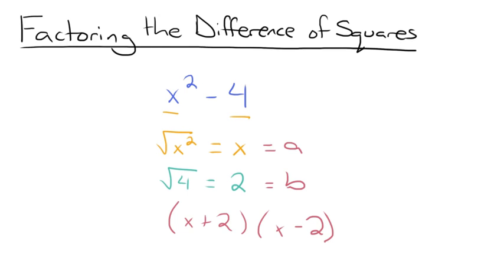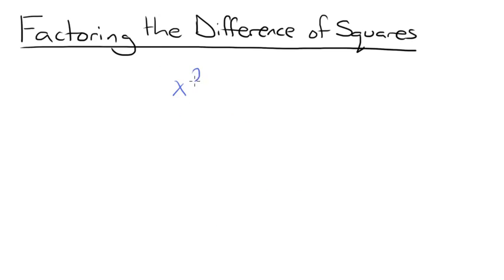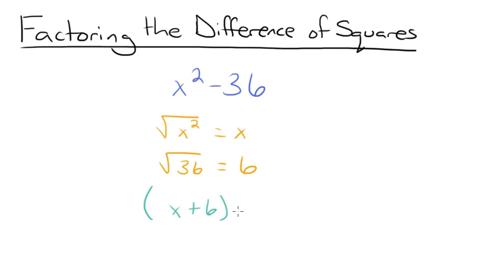Let's try another example. x squared minus 36. First, check that this matches the a squared minus b squared pattern. It does, so take the square root of both terms. So the positive square root of x squared is x, and the positive square root of 36 is 6. So now we're going to write out the factored form of our binomial. So we'll have (x plus 6) times (x minus 6).